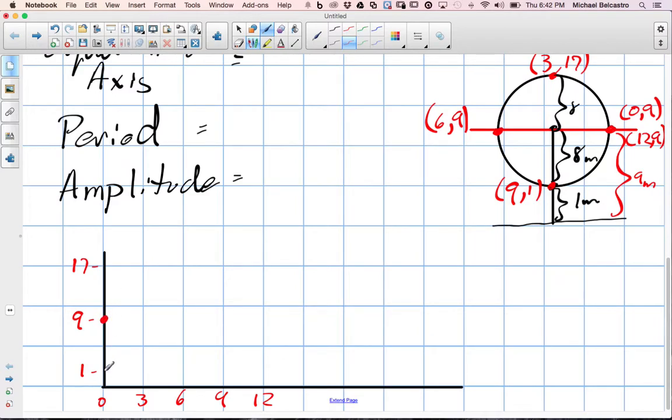So we knew at 0, 9 is our starting point. At 3 seconds, we're at 17, so that's way up here. At 6 seconds, we're back at 9. At 9 seconds, we're all the way down to 1. And then at 12 seconds, we're at 9 again. Okay, so we've done this type of rotation. Okay, so we have this function that represents our Ferris wheel.